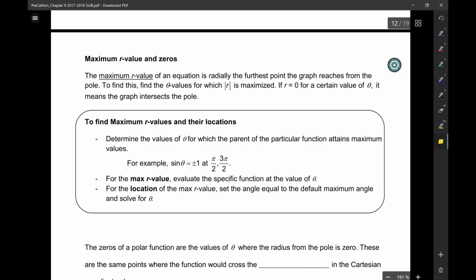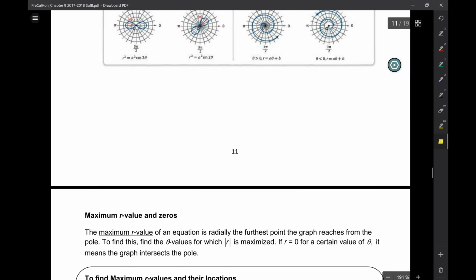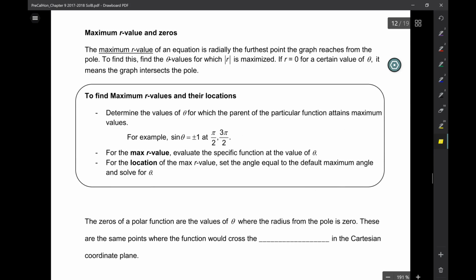Let's talk about maximum r values. We already know, it's not a secret. The maximum r value is the farthest the graph goes. We've been doing it since like two days ago. So that's the furthest point the graph reaches from the pole. How do we find this algebraically? You're going to find first the theta values for which r is maximized.